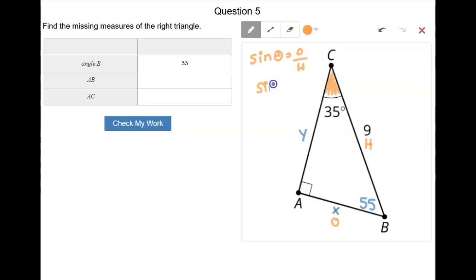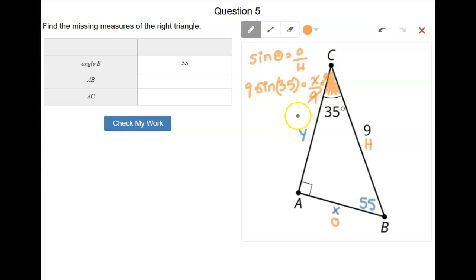So we know that sine of 35 is equal to X over 9. X is our opposite, that's what we're looking for. So we're just going to multiply both of these sides by 9 because I want to get rid of this denominator over here.